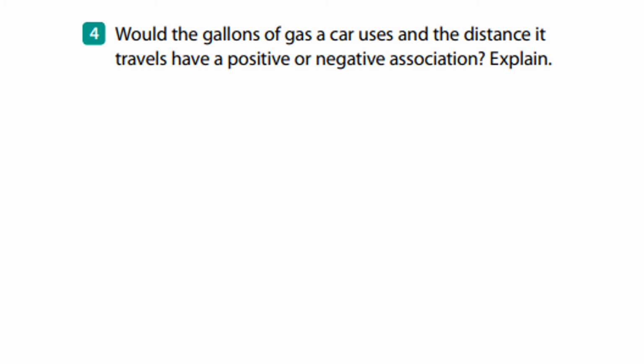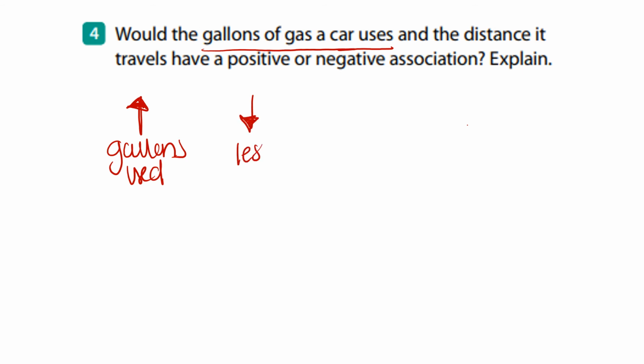Number 4, would the gallons of gas a car uses and the distance it travels have a positive or negative association? Explain. So if we're talking about gallons of gas that the car uses, so as more gallons are used, so we're using the gas, we would end up having less distance. It means we're moving. It means we have less to go. We've gone farther.